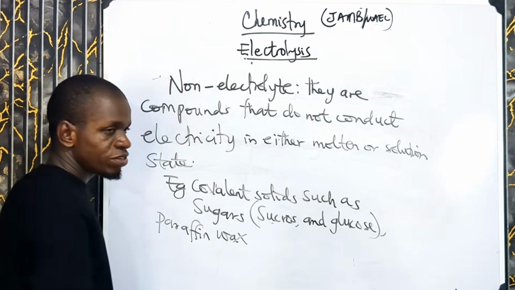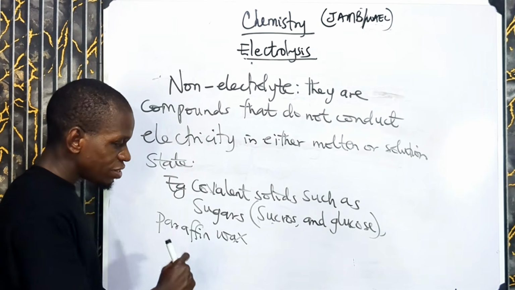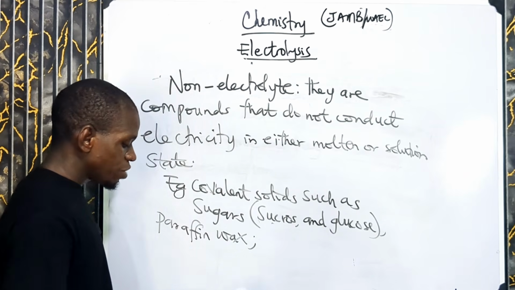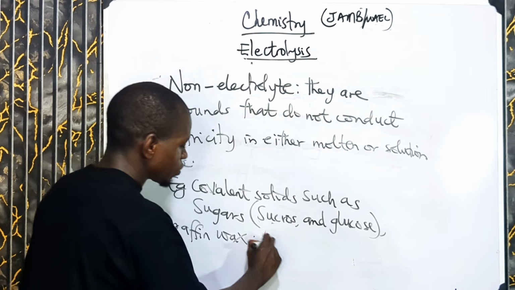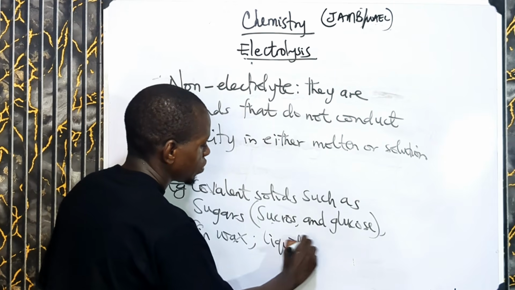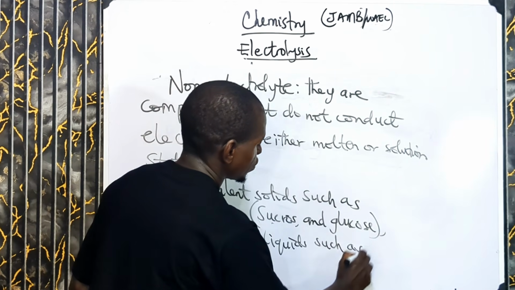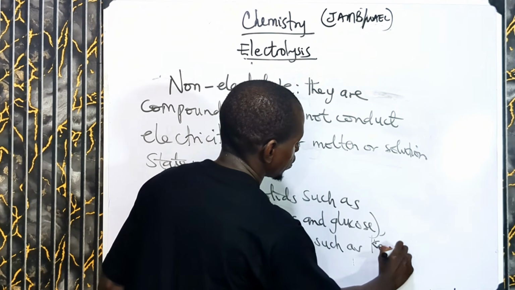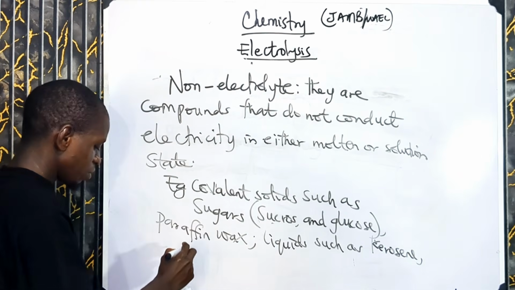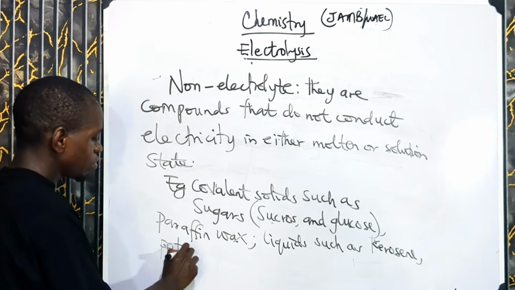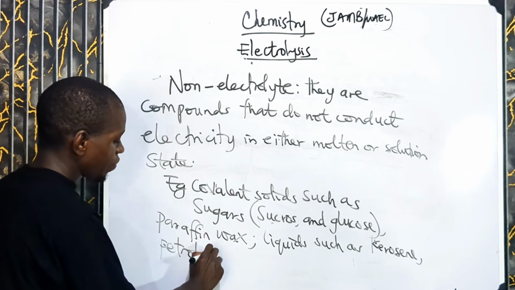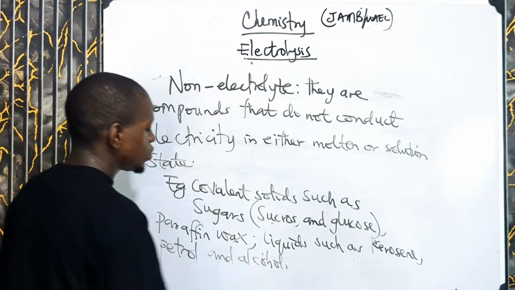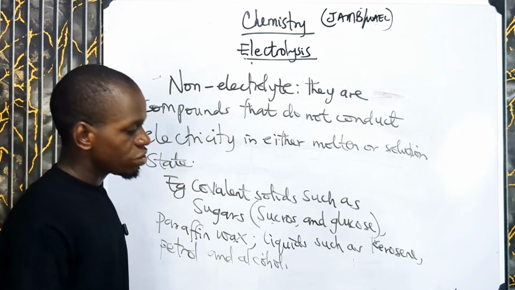I hope you are taking down all this information. Please, I hope you are writing them down. It's very important you write them down. Now, how about the liquid part of it? We have liquids such as kerosene, petrol, and alcohol. All these are known as non-electrolytes.